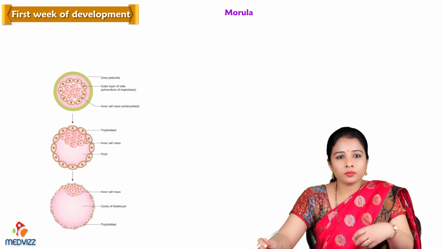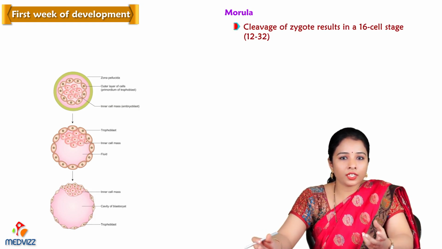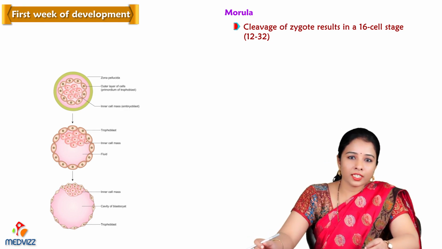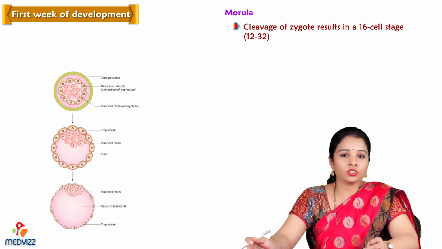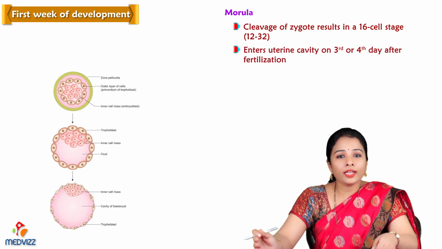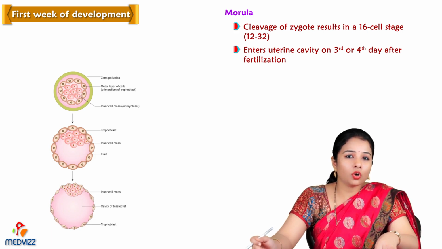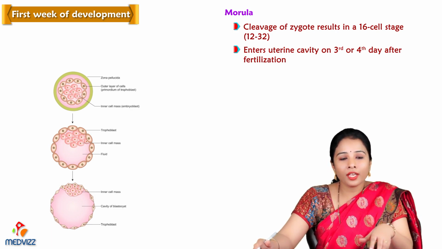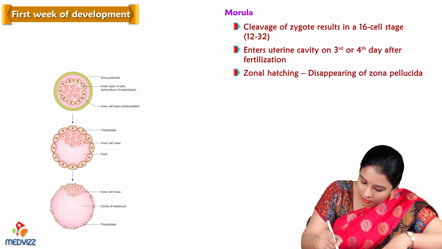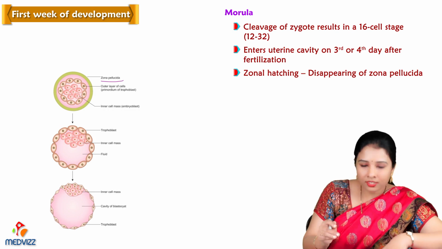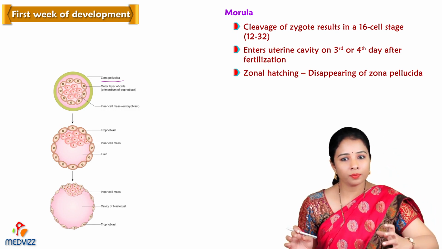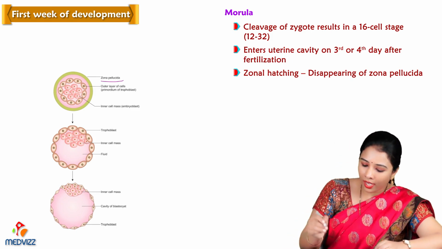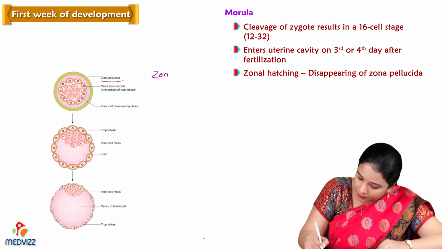So what is the morula? The cleavage of the zygote results in a 16-celled stage, or, not to be very specific, around 12 to 32 cell stage, called the morula. The morula enters the uterine cavity on the 3rd or 4th day after fertilization, as we saw just now. Now the zona pellucida, the outer layer, starts disintegrating and disappears completely. The disappearing of the zona pellucida is called zonal hatching.